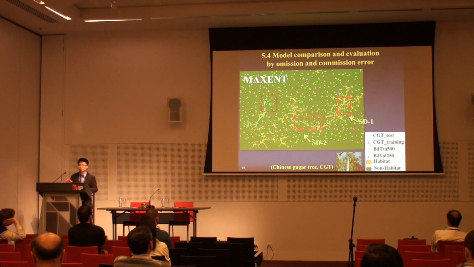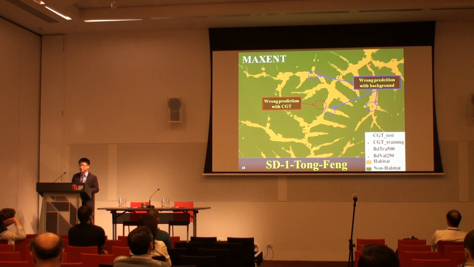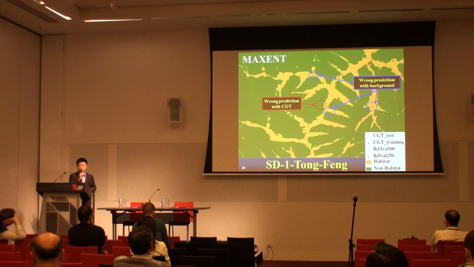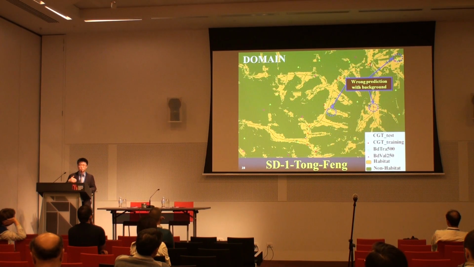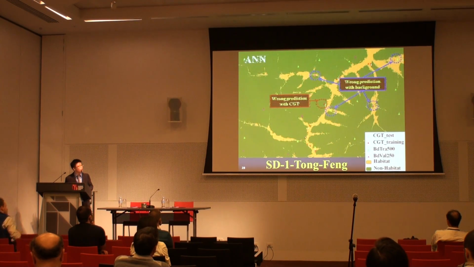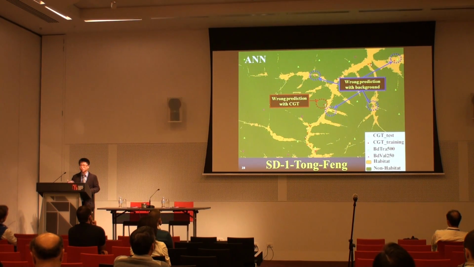We selected three specific areas to compare the model performance by omission and commission error. Let's look at the SD1 case. We find that at the small spatial scale, all the models can predict very well and significantly decrease the omission and commission error. You can see Domain, GON, and ANN have a similar chance to MaxN.